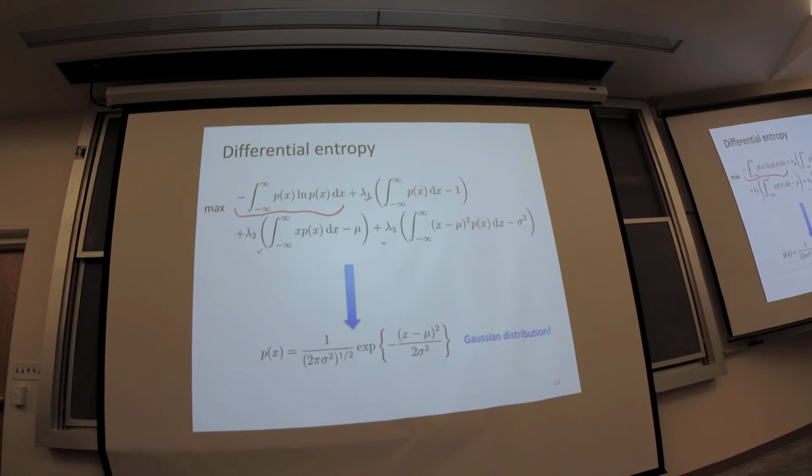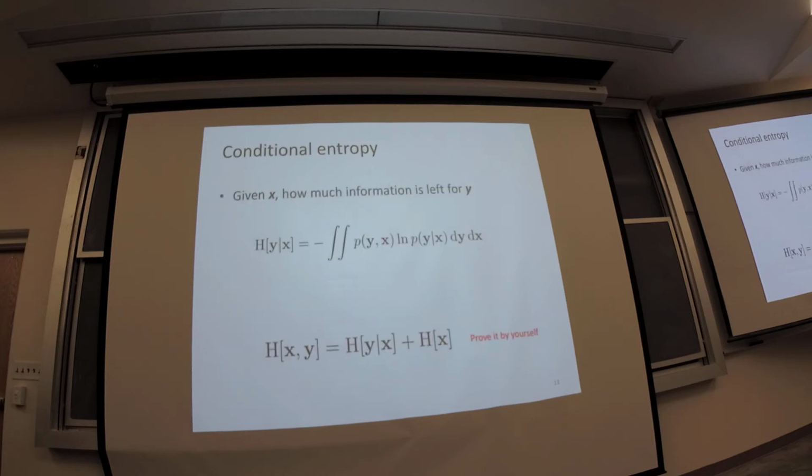I'll give you a hint. To solve this optimization problem, you need to know a bit about functionals. You take the derivative over a function, and then we can solve this directly. But I think we won't cover functionals in this class. It's not required.